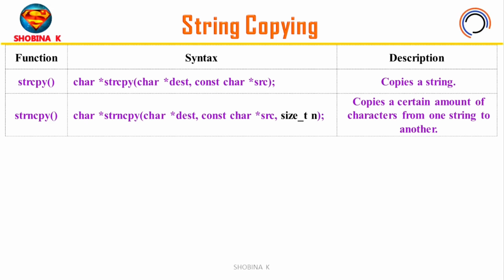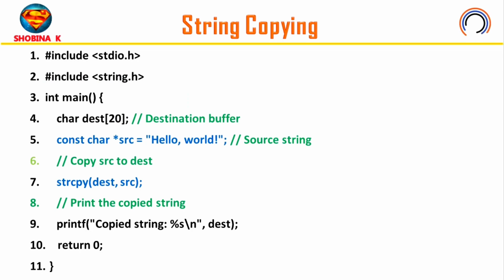So the strcpy function is used to copy the characters from source string to destination string. It copies the entire string, including the null terminator. Look at an example. Include necessary header files, and next the main function. Then we have variable initialization. A character array dest is declared with a size of 20 characters. This will serve as a destination buffer where the content of the source string will be copied. A const character pointer src is initialized to point to the string literal hello world.